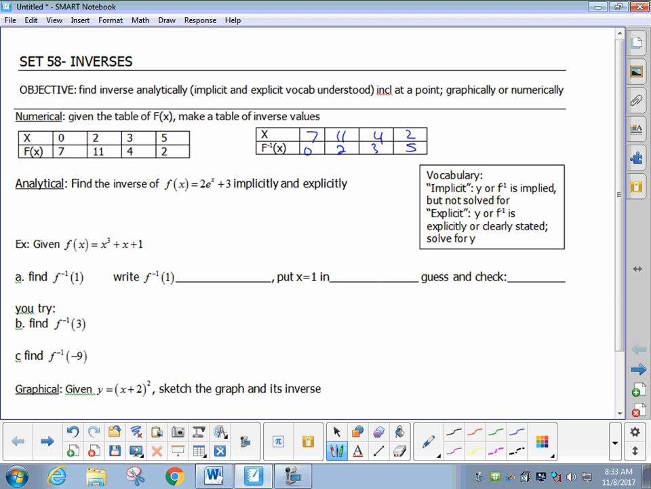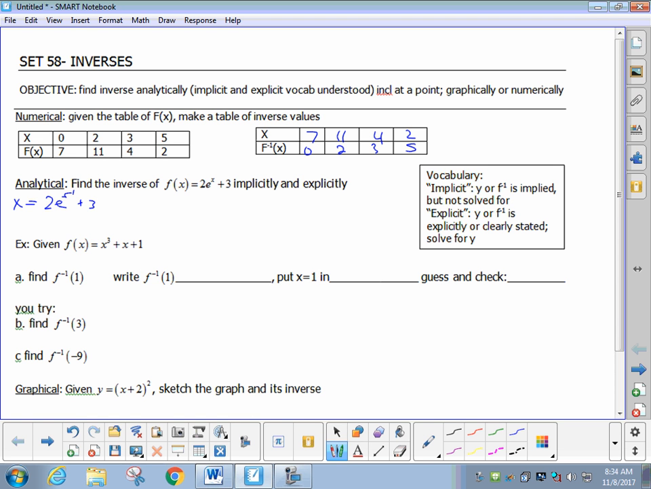If I asked you then to do an inverse analytically, say I asked you to find the inverse of f of x equals 2e to the x plus 3 implicitly and explicitly. Well, surely it's hard to do implicitly and explicitly if you don't know what those words mean. Implicitly means the inverse is implied. You don't have to solve for the inverse. You can leave it all mixed up. So, for example, the inverse should take one step. I just switch: x equals 2e to the f inverse plus 3.